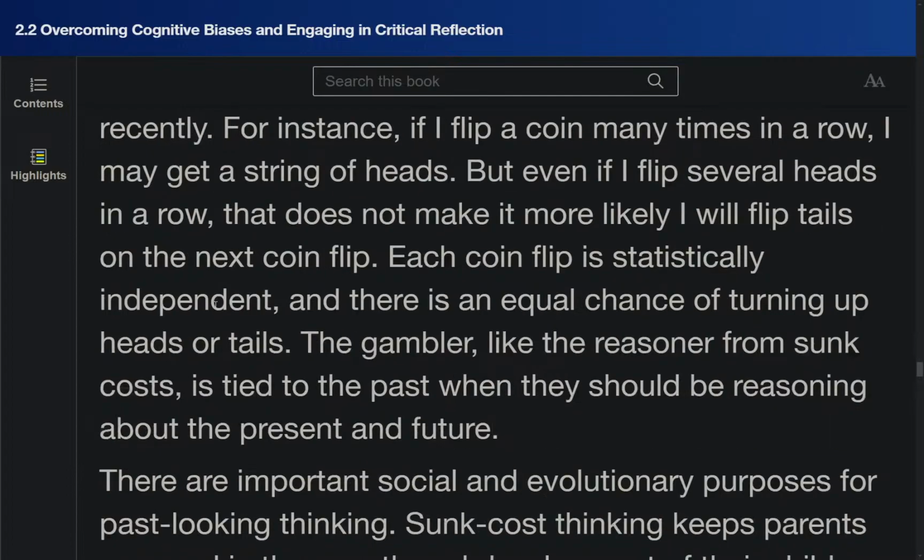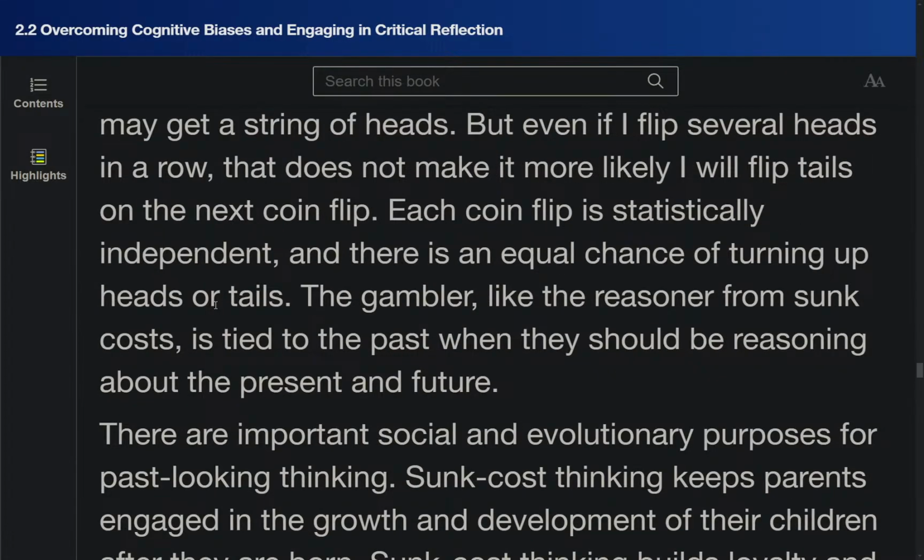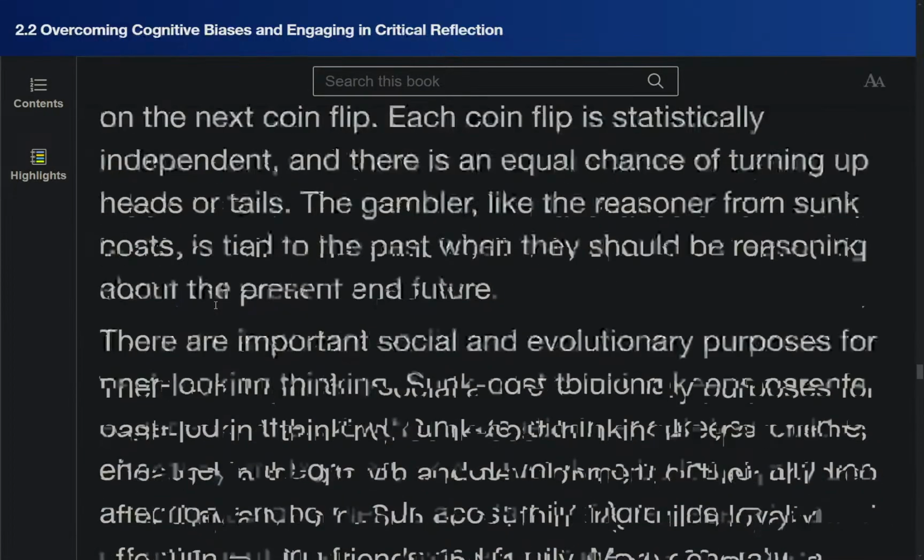The gambler, like the reasoner from sunk costs, is tied to the past when they should be reasoning about the present and future.